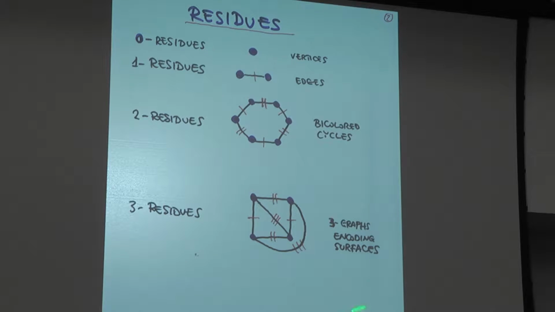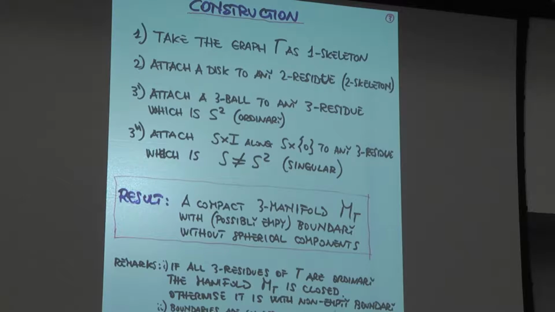We will see that three residues are associated to boundary components of the manifold. So in our construction, the boundary components have some color. Okay, the construction will follow exactly the construction of Lins.